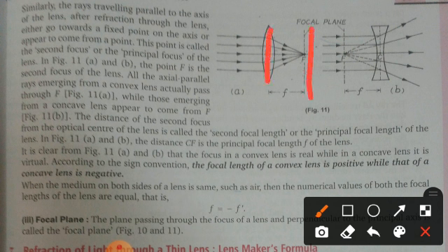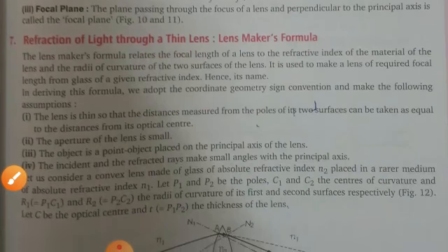Here this one dotted line you can see, this is the dotted line which is perpendicular to the principal axis. Clear? And passing through the focus in the case of concave and convex lens. This is known as the focal plane. I hope you understand it very well.